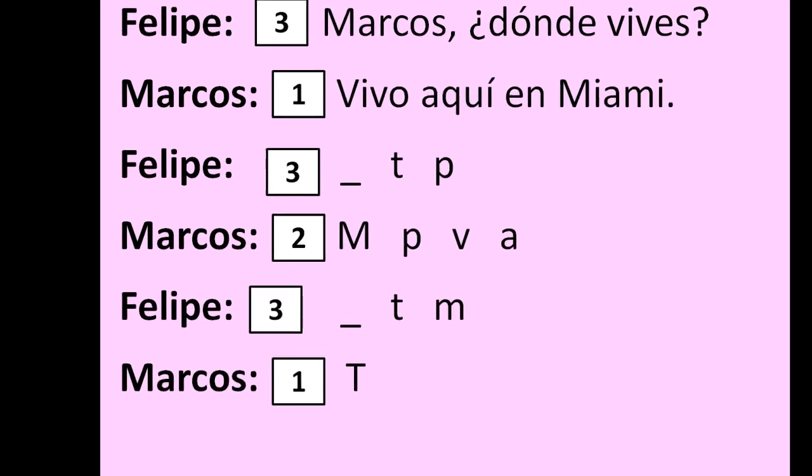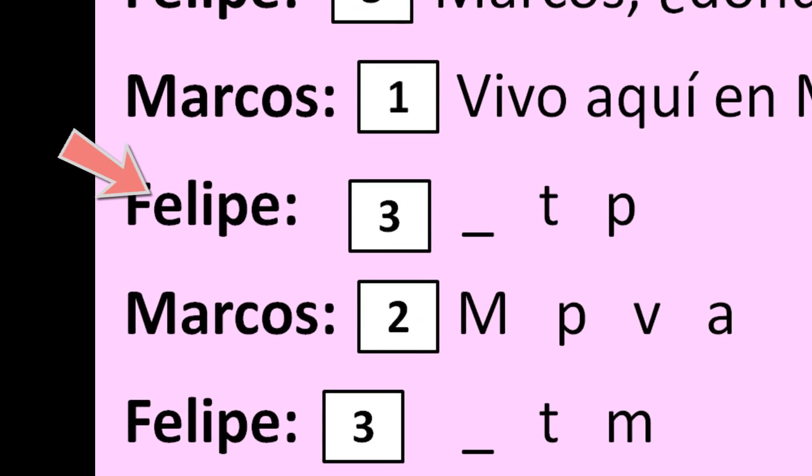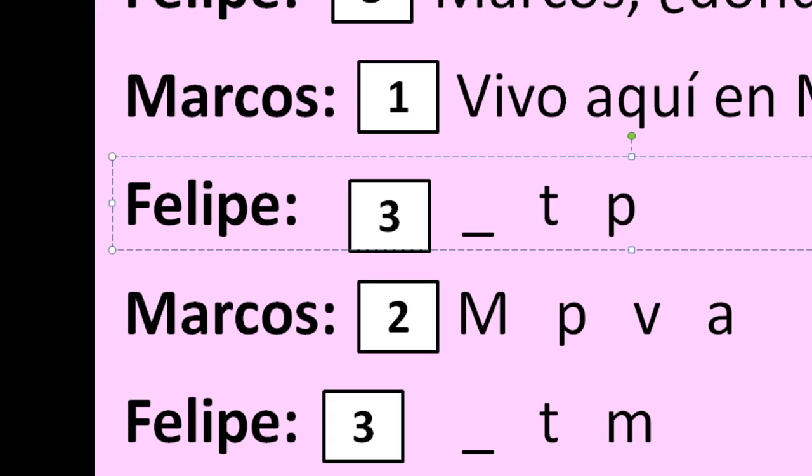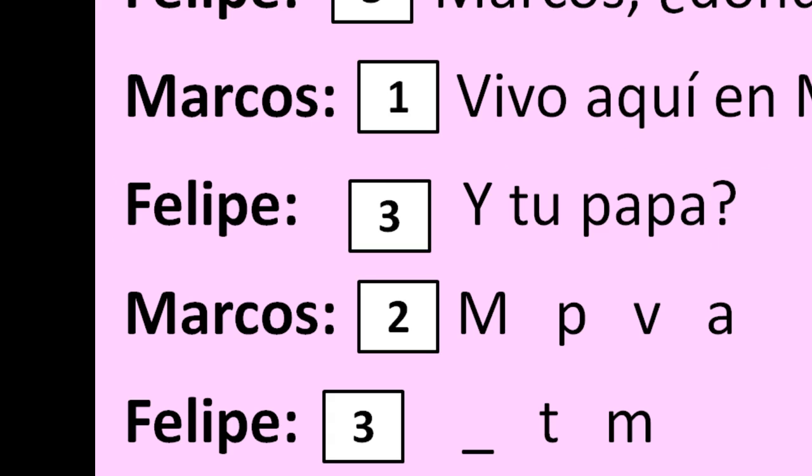Ready for the next one? This one is, what about your dad? And notice there are 3 punctuation marks. Go ahead and pause. All right, let's do this. First of all, we need Y. And what about your dad? So, Y, tu, papá. But we need 3 punctuation marks.